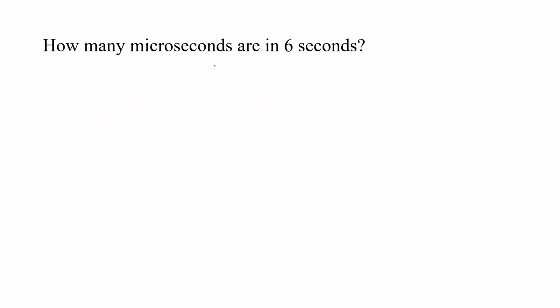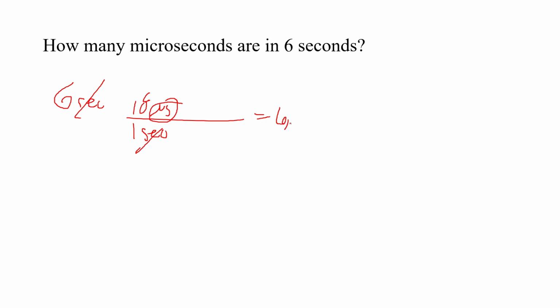Alright, moving on. How many microseconds are in 6 seconds? It's going to be the same exact thing, except we are changing the conversion factor for microseconds, which is 10 to the 6 microseconds. So seconds cancel out, and we're left with microseconds, and then we have 6 times 10 to the 6, which is going to be 6 million microseconds. And that's a second conversion.